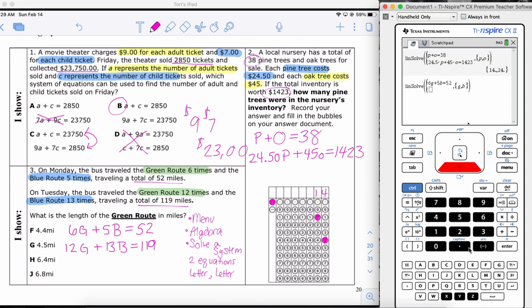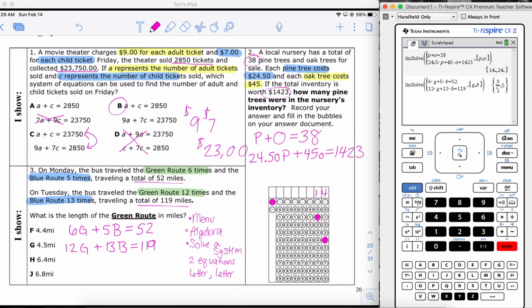You got to go down. And then go to the bottom one. 12G plus 13B equals 119. Remember, the answer it gives me is going to come out in the same order. So we're looking for green. G for green is going to be the first number.